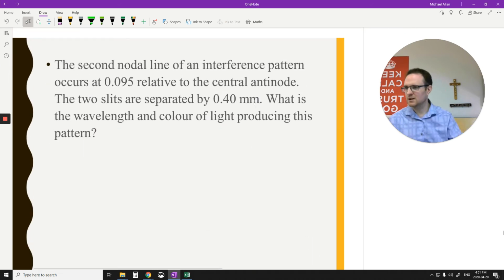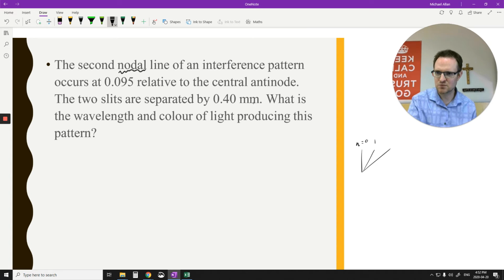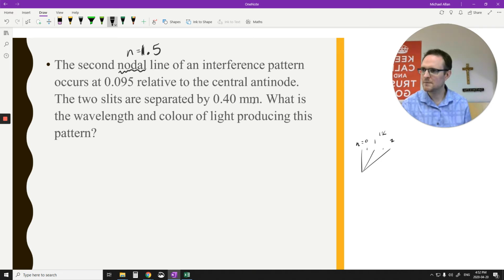Second nodal line. Oh, nodal line. Okay, so they're using a node, not an antinode. So remember, nodes are the dark spots, antinodes are the bright spots. So this is the second nodal line. So if I think about that, this is n is equal to 0, 1, 2. So these are the bright spots here. My second one's going to be between 1 and 2. So this is like 1.5. So this is n is equal to 1.5.